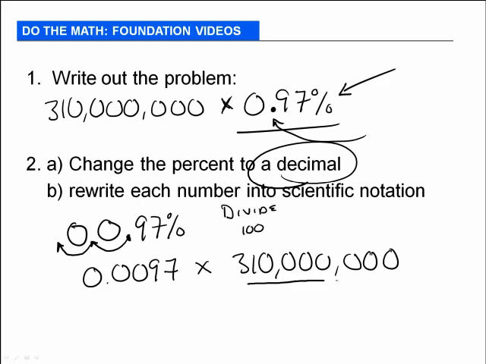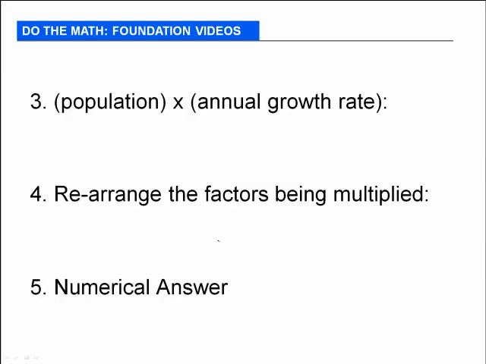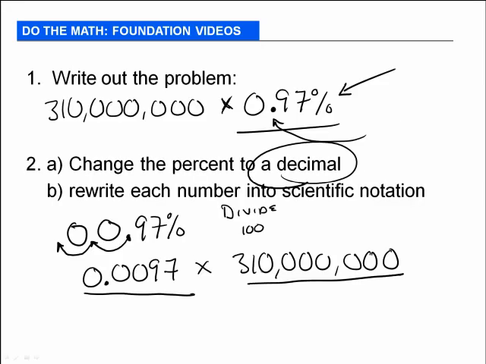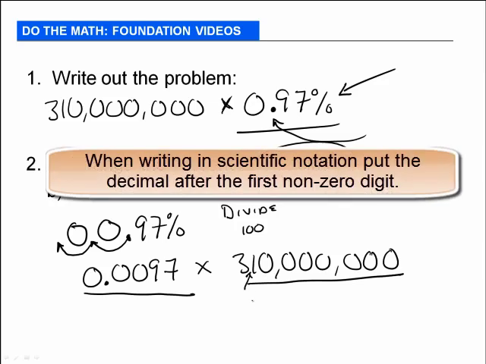Now, you could do this problem straight. Put it in your calculator, you'd get the right answer, but that's not the point of this problem. The point of this problem is to learn how to deal with this in scientific notation. So let's rewrite these numbers in scientific notation. So what you're going to do is write the 310 million. Let's go back here. 310, you're going to go to the first non-zero digit, which is between the 3 and the 1, and you're going to write 3.1 times 10.